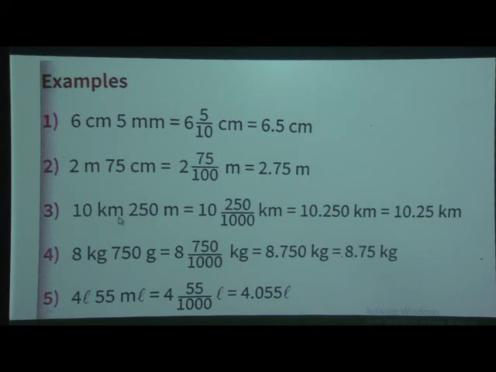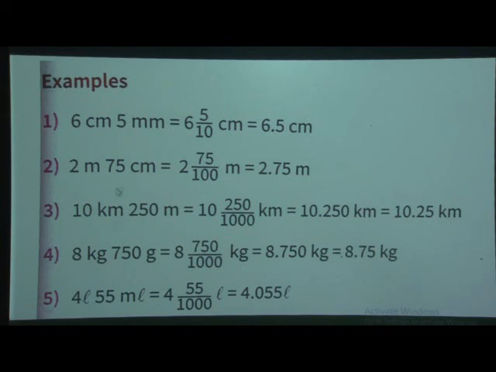So, 10 kilometer 250 meter. Now you know 1 kilometer is equal to how many meters? 1000. So we write 10 whole 250 upon 1000. If you get this fraction, you can write it in decimal. So we write 10 point, and what will be here? 250, because we have to leave 3 digits from the right hand side, as we have 1000 in the denominator. So the answer is 10.250 kilometer, or 10.25 kilometer.